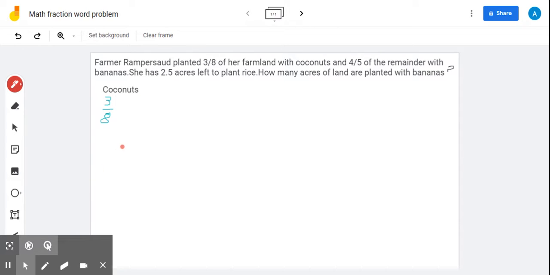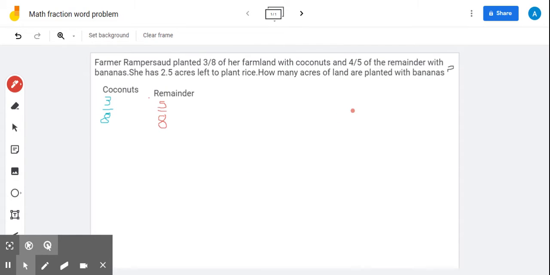Now let us look at the entire farmland as being a whole divided up into 8 equal parts. Why 8? Because here our denominator is 8. And remember, the denominator tells us how many equal parts the whole is divided into. So therefore, we are saying that 3 out of those 8 parts were used to plant coconuts. So then 5 out of 8 parts would remain.